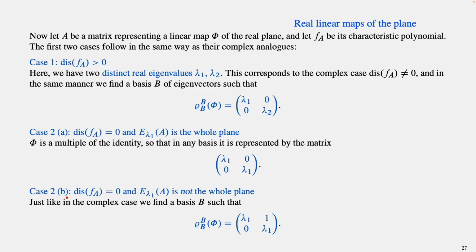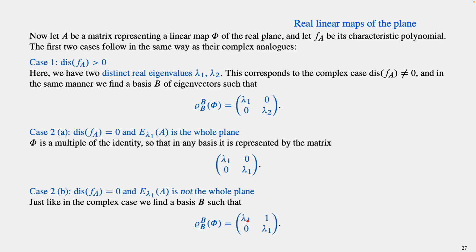And case 2b is discriminant 0, but the eigenspace is not the whole plane. So just like in the complex case, we can find a basis in which we can represent our linear map by a matrix such as this, lambda 1, 0, 1, lambda 1.